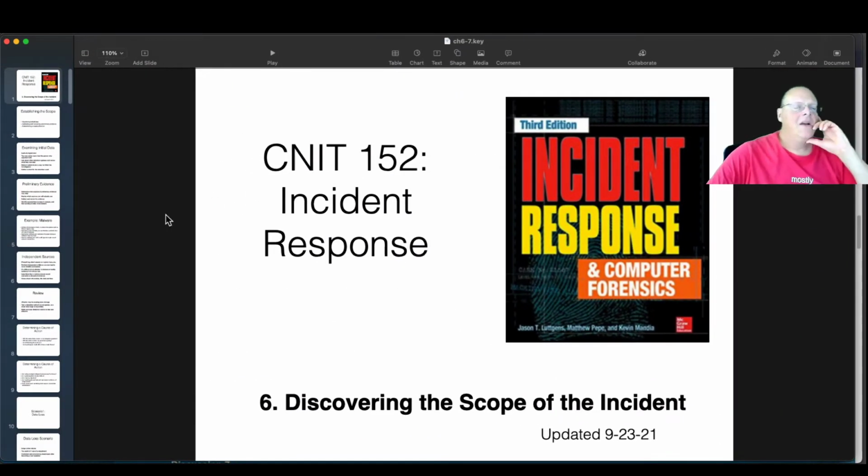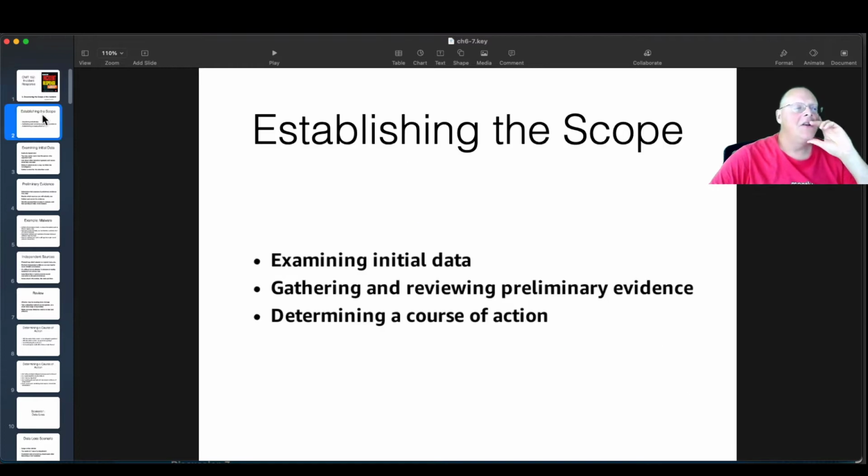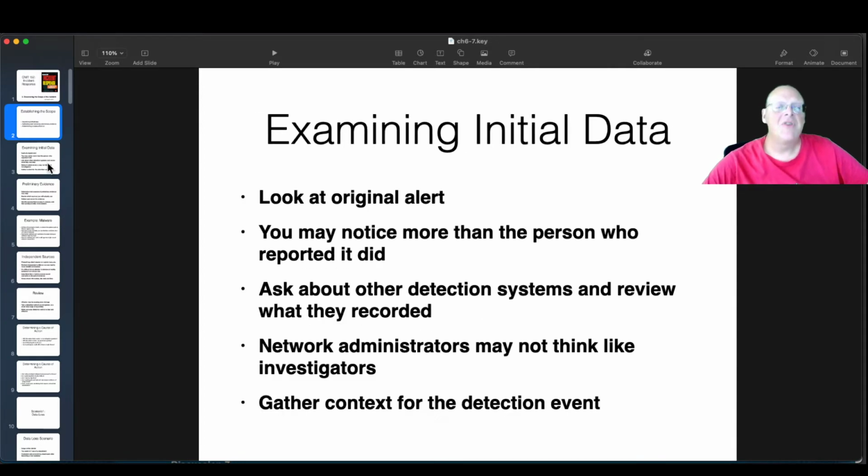All right, so the first thing you have to do when you discover that something bad is happening on your network is to decide how big the incident is. So the first thing you do is get some initial data and some preliminary evidence, and then you decide what to do. The first question is, how big is it? Is the problem still getting worse? Then you have to contain the fire so it stops getting worse.